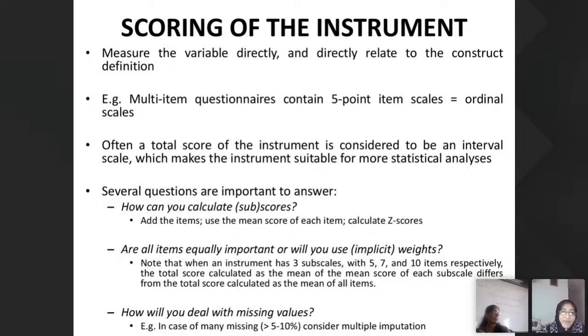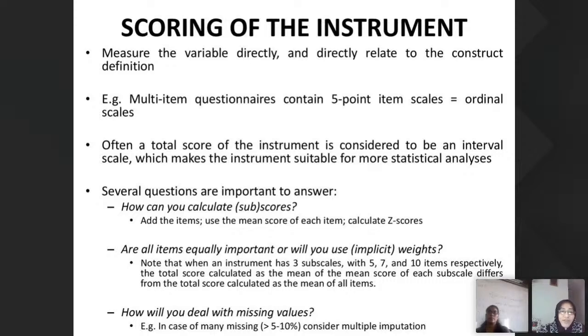So when you want to include the scoring for the instrument, there are several questions that we have to bear in mind. Number one, how are you going to calculate the scores or the subscores? Subscores meaning if you have a few domains under it. Whether it's adding all the items, or only using the mean score for each of the items, or you would like to calculate z-scores for each of the items or for the overall score. Number two, were all the items equally important, or will you use certain implicit weights?